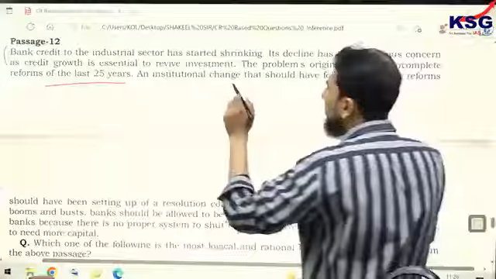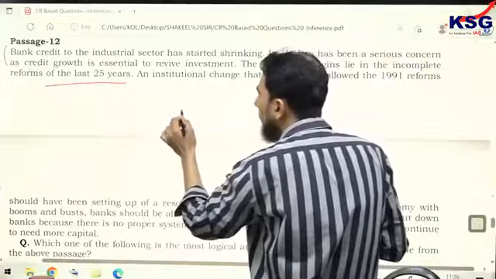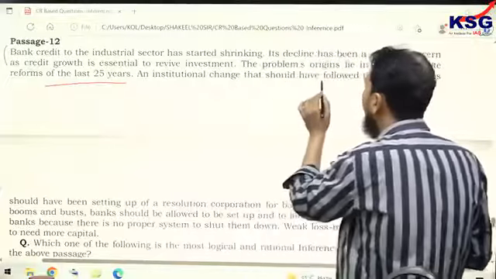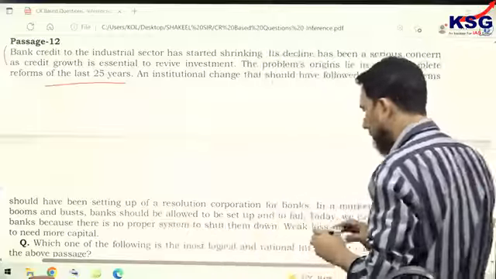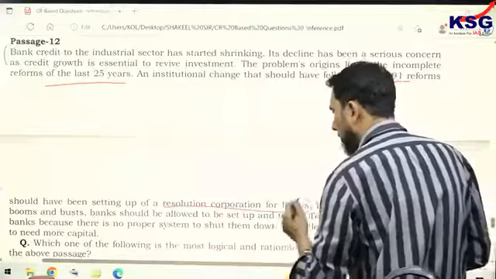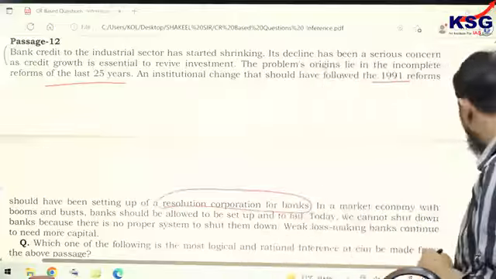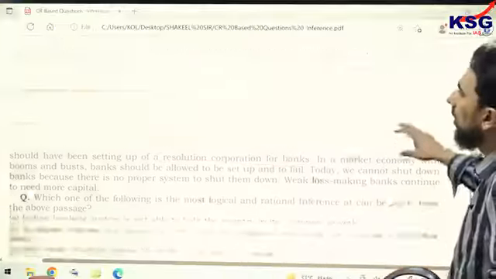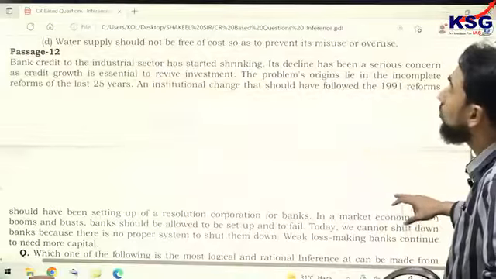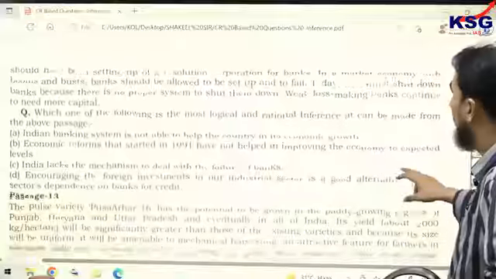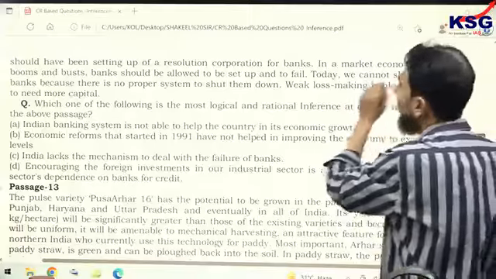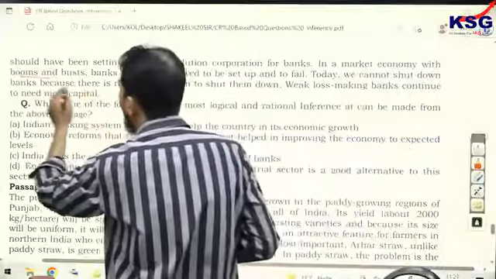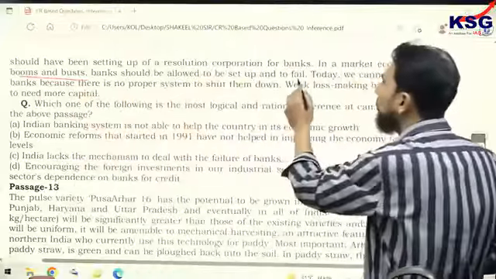It just says one particular thing, any specific issue has been raised here, that an institutional change that should have followed the 1991 reforms should have been setting up of a resolution corporation for banks. This did not take place. Resolution corporation of bank was not established. That should have been established. That should have followed the 1991 reforms, right? So the mechanism could have been developed, in a market economy with booms and busts, right? Banks should be allowed to be set up and to fail.